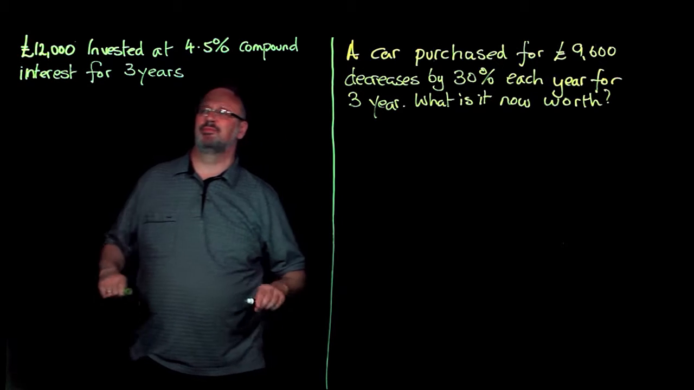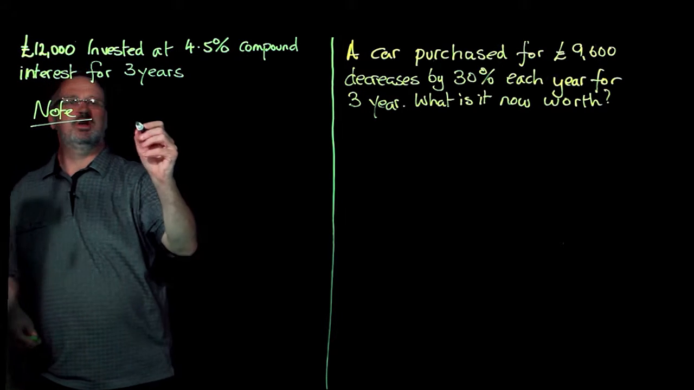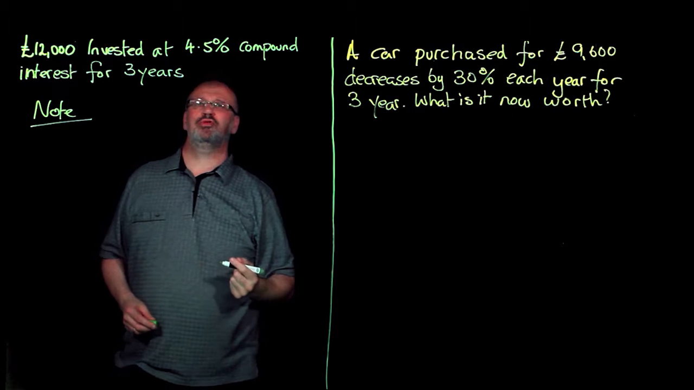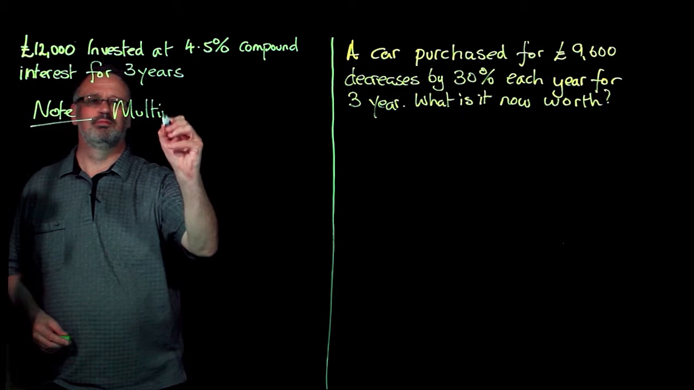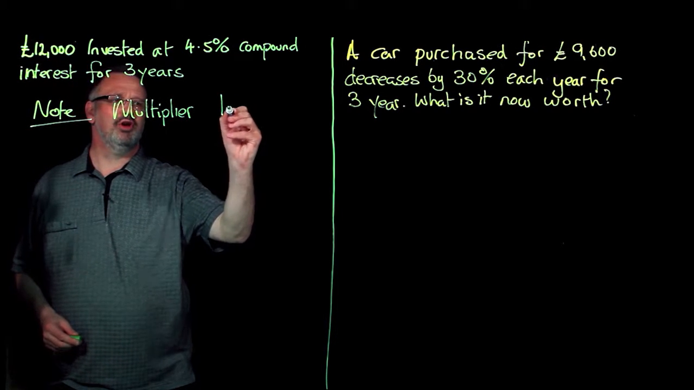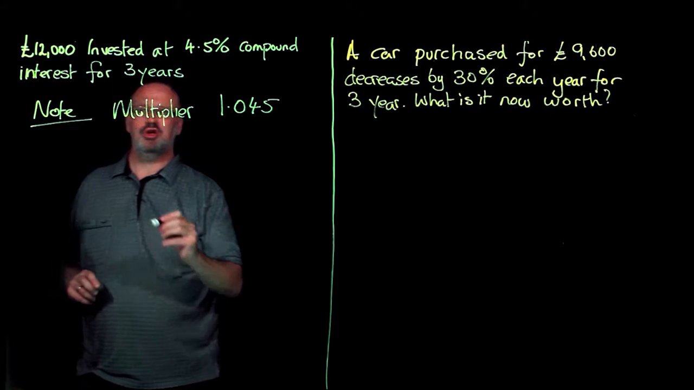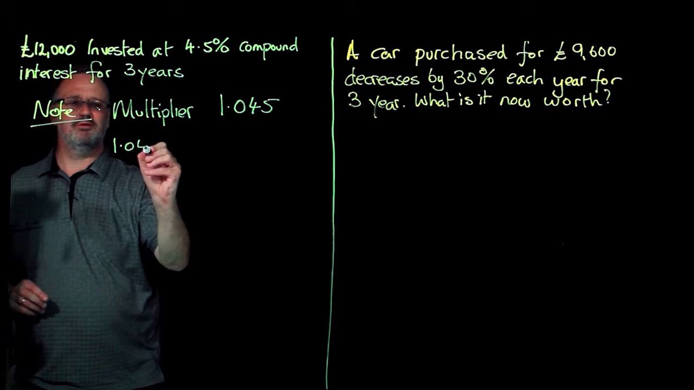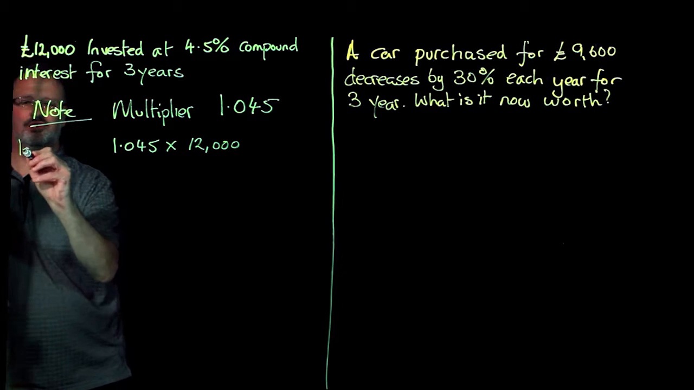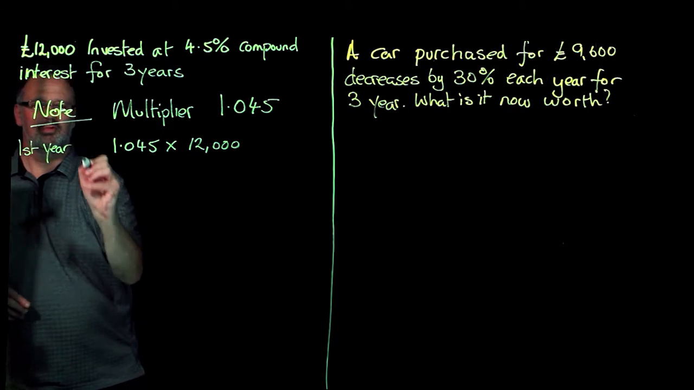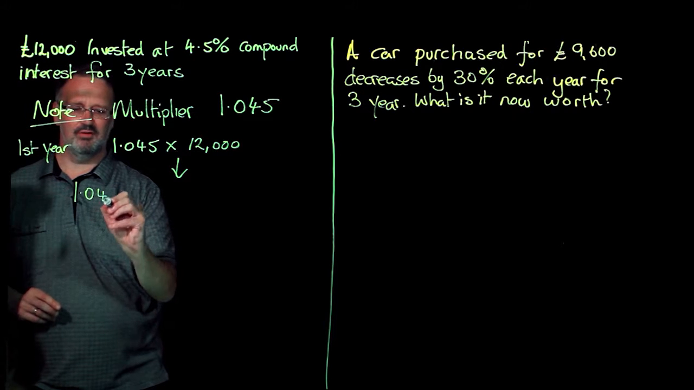So let's look at this first one. Note, if I am having an interest of 4.5%, my multiplier is going to be 1.045. So at the end of the first year, I will have 1.045 times my £12,000. That's my first year.